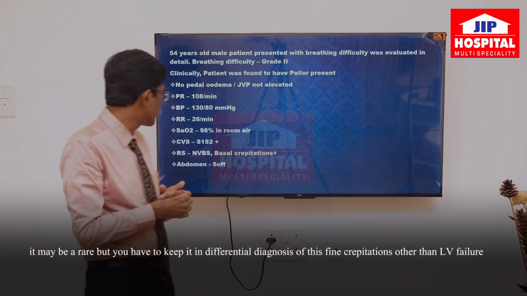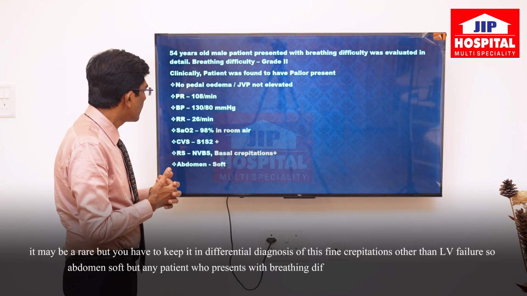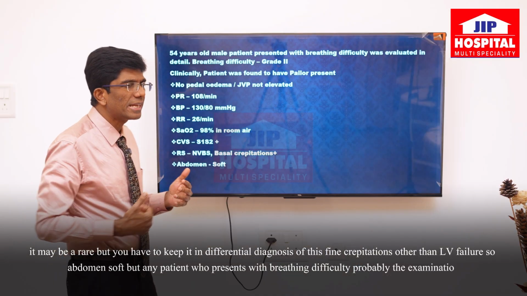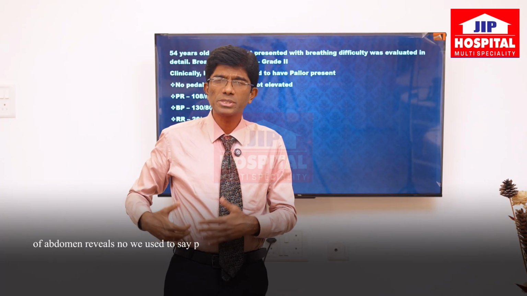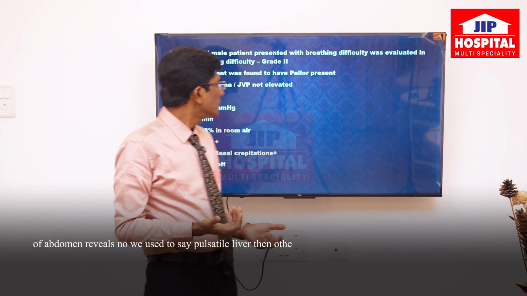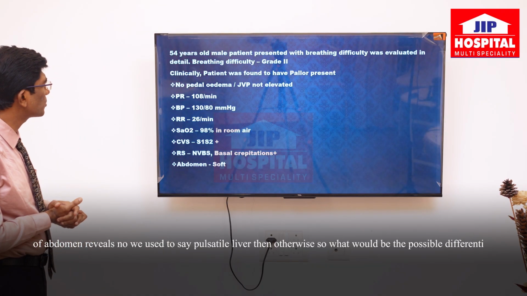The abdomen is soft, but in any patient who presents with breathing difficulty, the examination of the abdomen may reveal what we call a pulsatile liver. Otherwise, what would be the possible differential diagnosis?